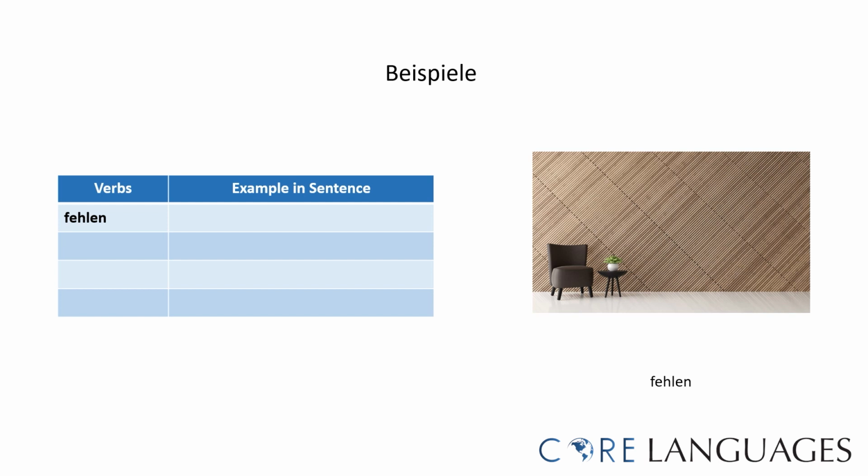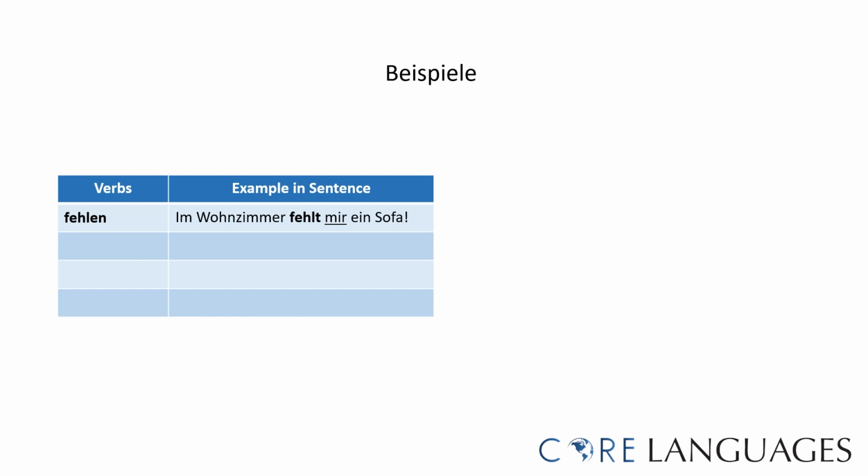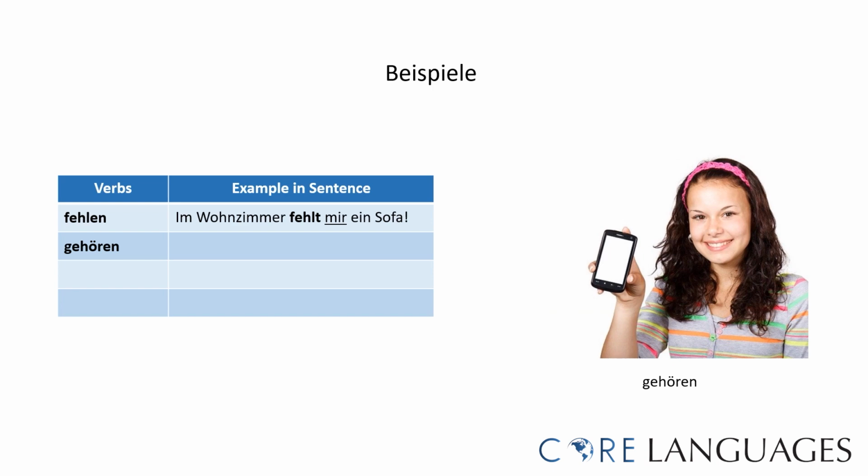Fehlen, to miss. Im Wohnzimmer fehlt mir ein Sofa. If I were to translate the sentence directly, I would say, in the living room, a sofa is missing to me. Or, I am missing a sofa in the living room. Gehören, to belong. Gehört dir das? Does this belong to you?